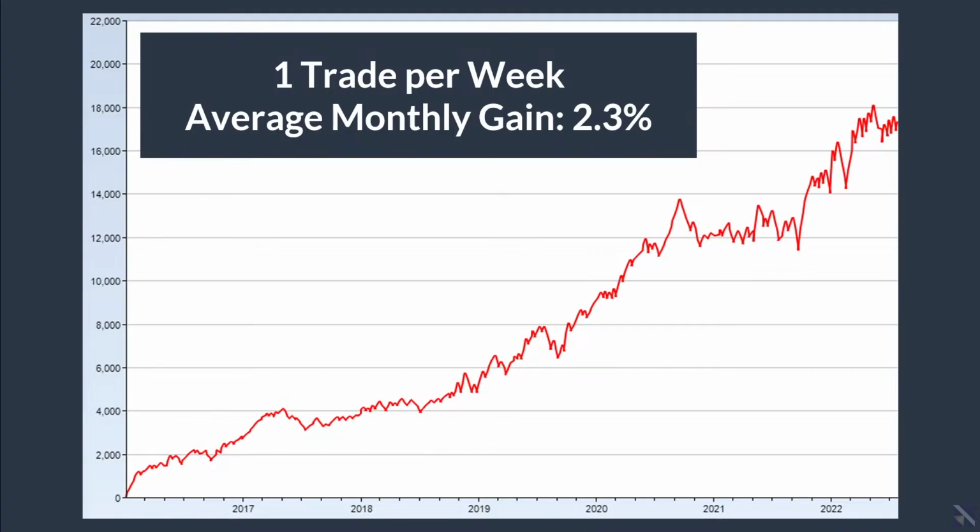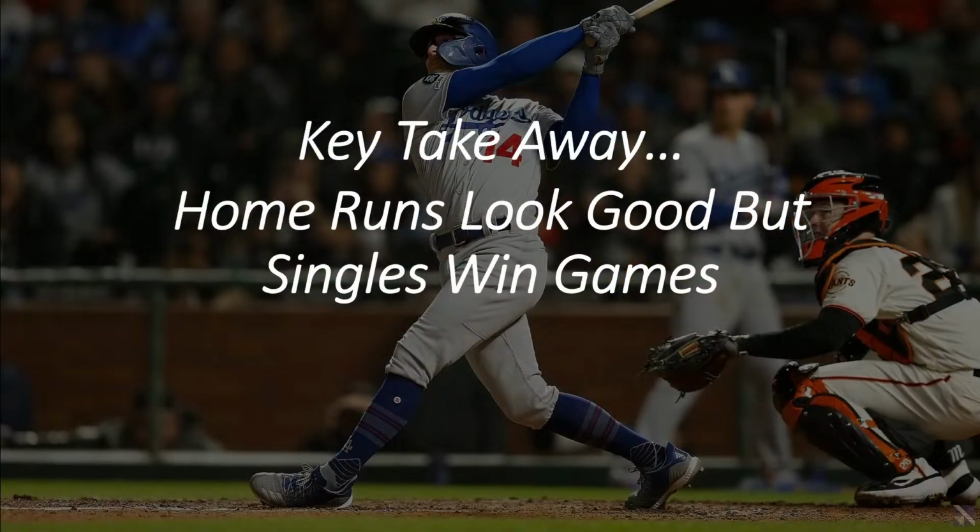We're not looking for one big home run trade to become a millionaire overnight. We're growing our account steadily each year. And that's another one of our key takeaways. Home runs, they look good, but singles are what win the games. These singles are what will enable you to never run out of money and be able to do the things that you want to do.